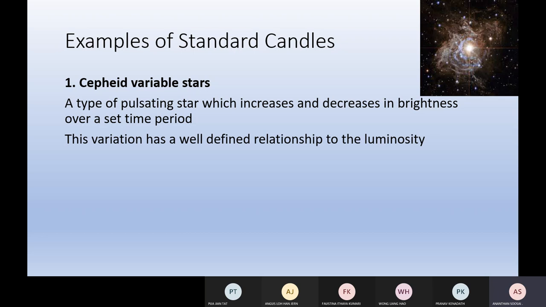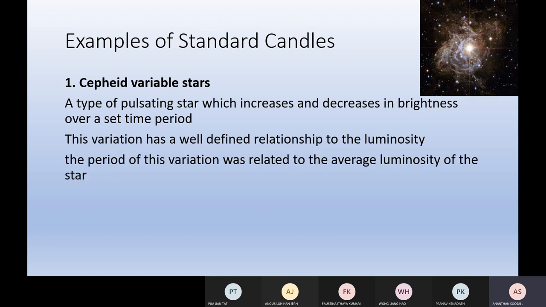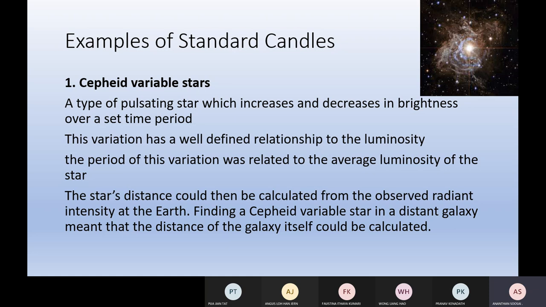Okay, scientists got to know that the period of the brightness variation is well linked to the luminosity. The period of the variation is related to the average luminosity of the star. As a summary, by checking the period of the brightness going up and down, the scientist is able to find the luminosity of the star. Then the distance can be found.